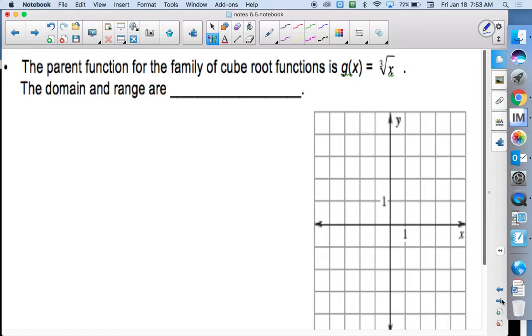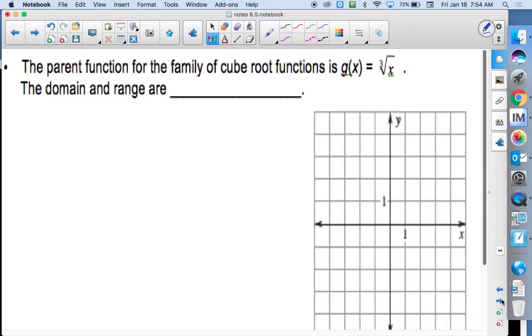For these, when you have cube roots, they are odd. So can you plug in a negative number for a cube root? Can you take the cube root of -1? Could you take the cube root of -8? Gavin? Yeah. So the domain can be any number because you can take cube roots of negative numbers.